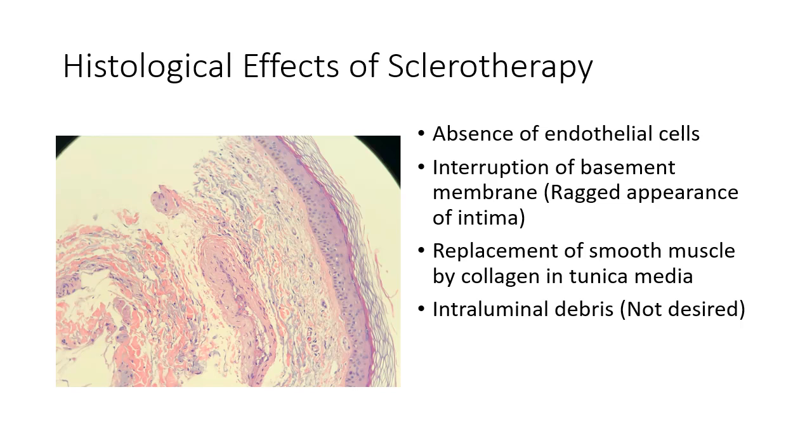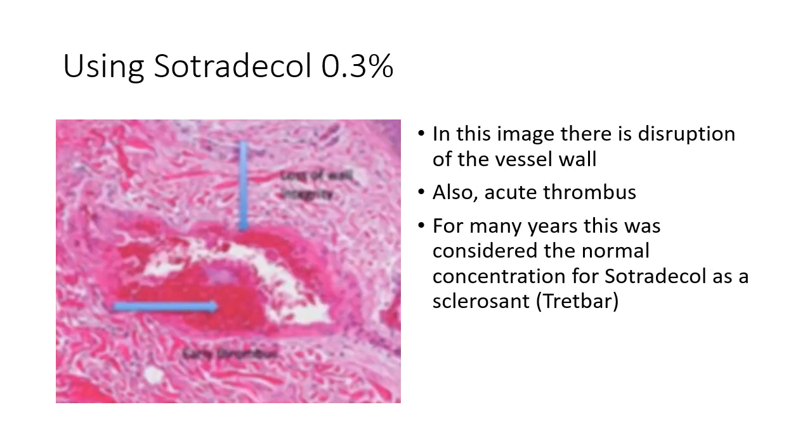If the concentration is too strong, there can be actual perforation of the vessel wall with the escape of red cells and the results of prolonged staining present. In this image, there is disruption of the vessel wall. Also, there is acute thrombus manifested by the numerous clumps of red cells present.